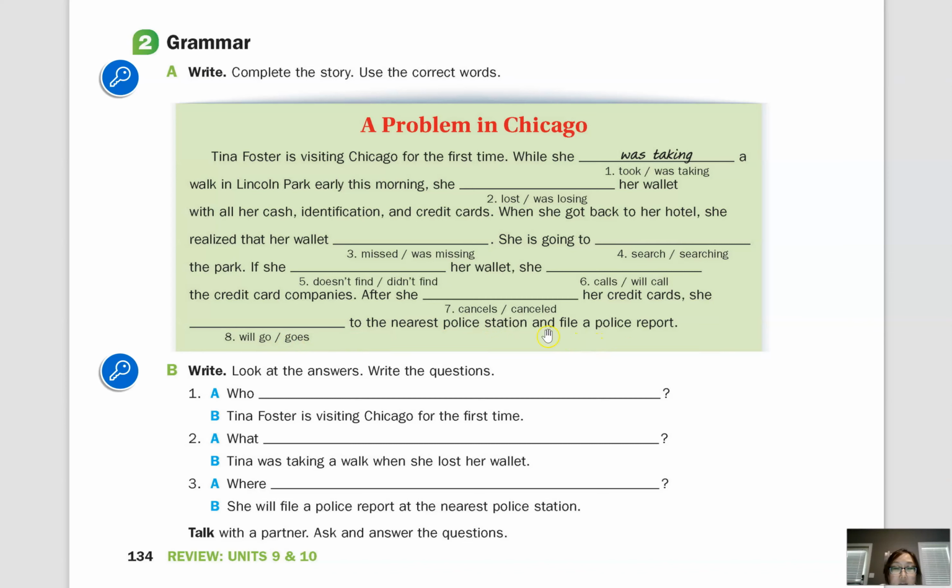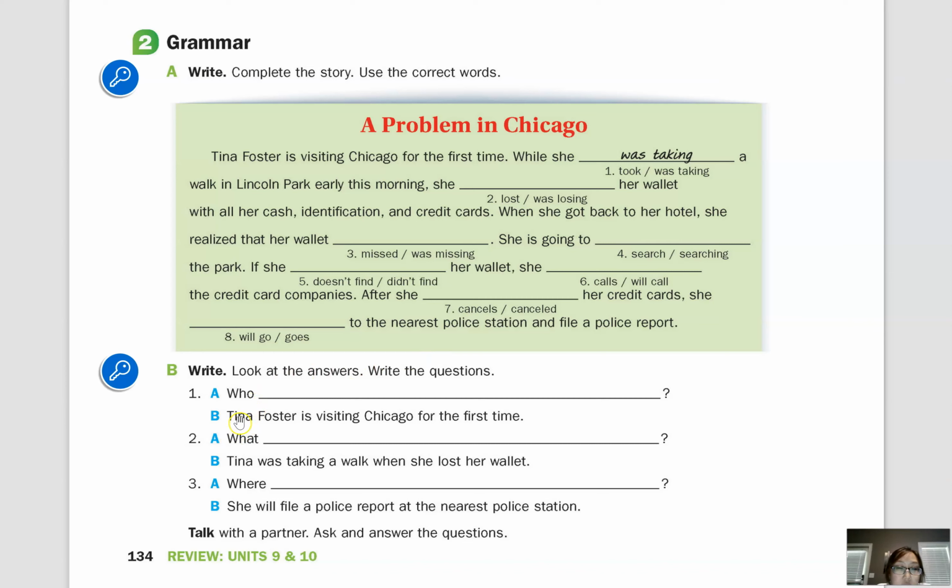Okay, so you can see some of the things that we reviewed and learned in previous lessons, such as if clauses and after clauses. So remember, those need to be in present tense. After she cancels, if she doesn't find. Okay, and then the main clause has the future tense. She will call and she will go to the nearest police station. So these are future conditionals. Okay, and then let's look at the questions.